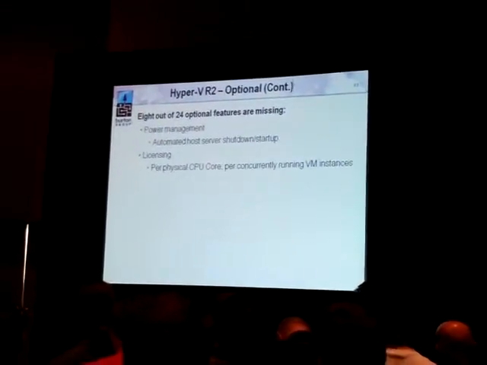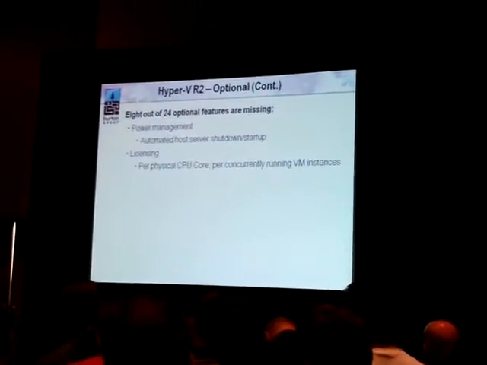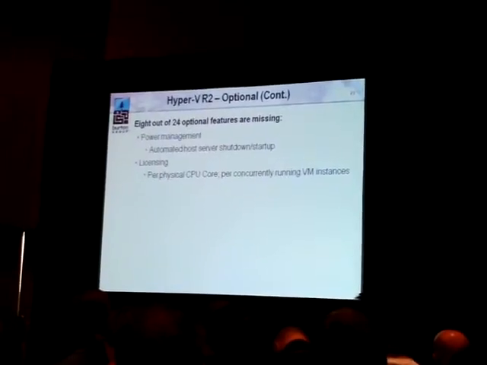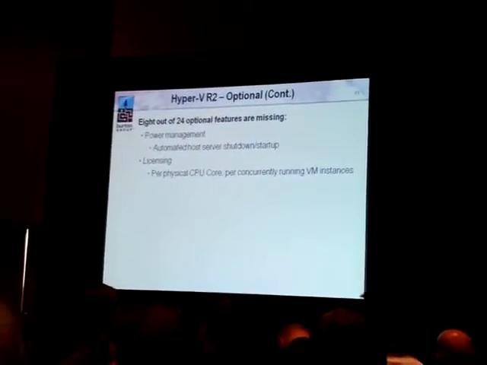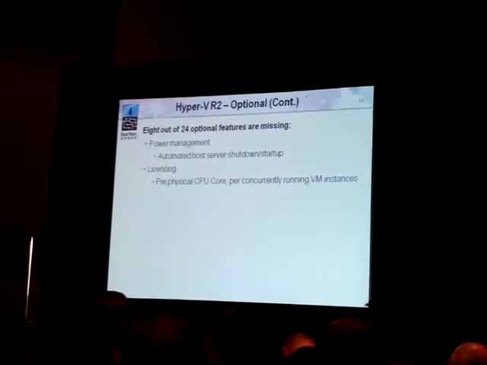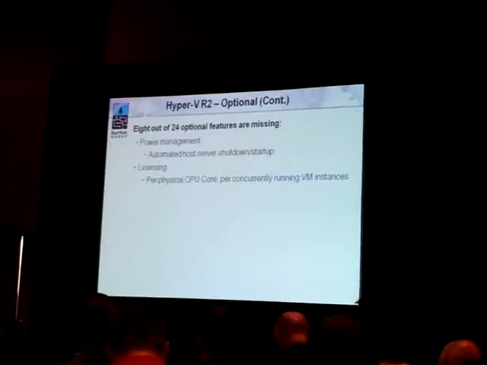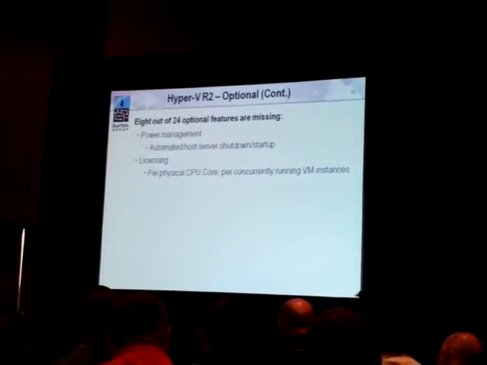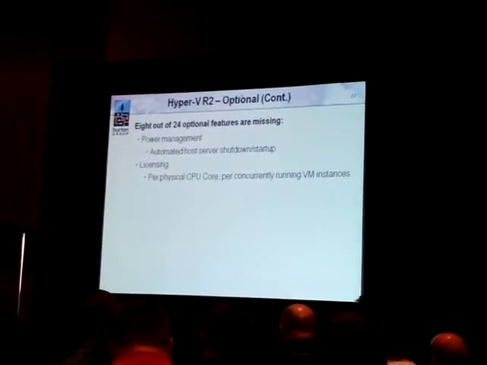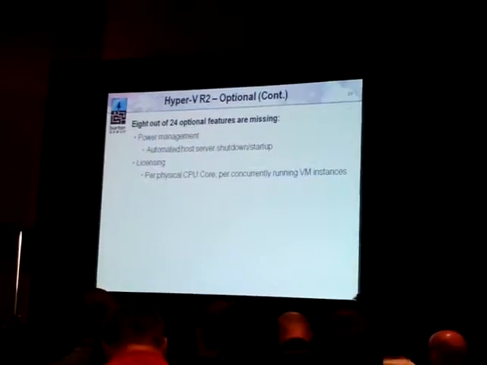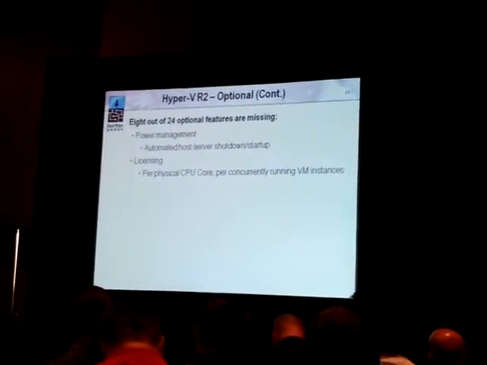They do have power management from the perspective of power scaling in modern hardware, which is a feature of the fact that the main host partition is Windows Server 2008 for Hyper-V. It has that capability built into it to leverage that. And then licensing, they don't have these particular options available to you.